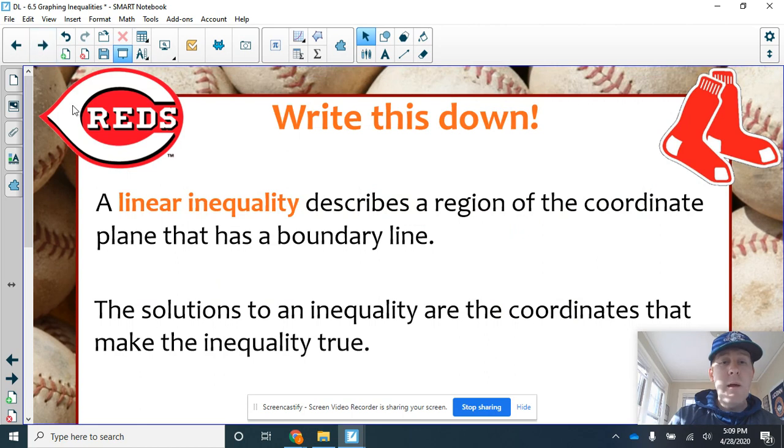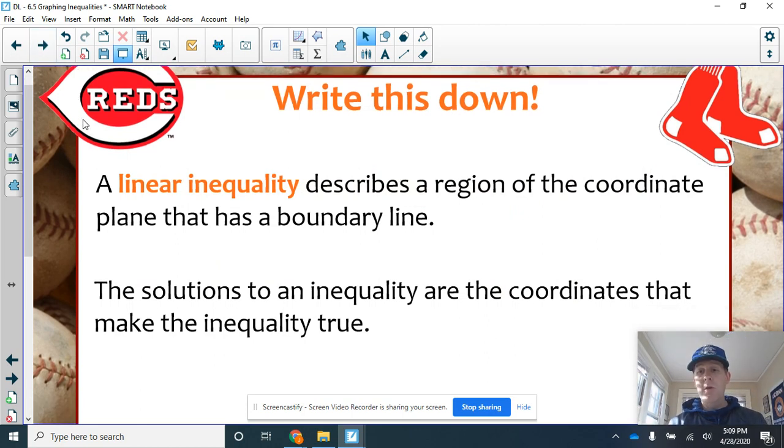Something I want you to write down in your notebook first. If you need to, pause this video, go get your notebook and something to write with. A linear inequality describes a region of the coordinate plane that has a boundary line. We're going to look at what that means in a second. The solutions to an inequality are all the coordinates that make that inequality true. As a reminder, an inequality more than likely has an infinite number of solutions. Unless it has no solution, it's going to have an infinite number of solutions. That's a big difference between an inequality and an equation.